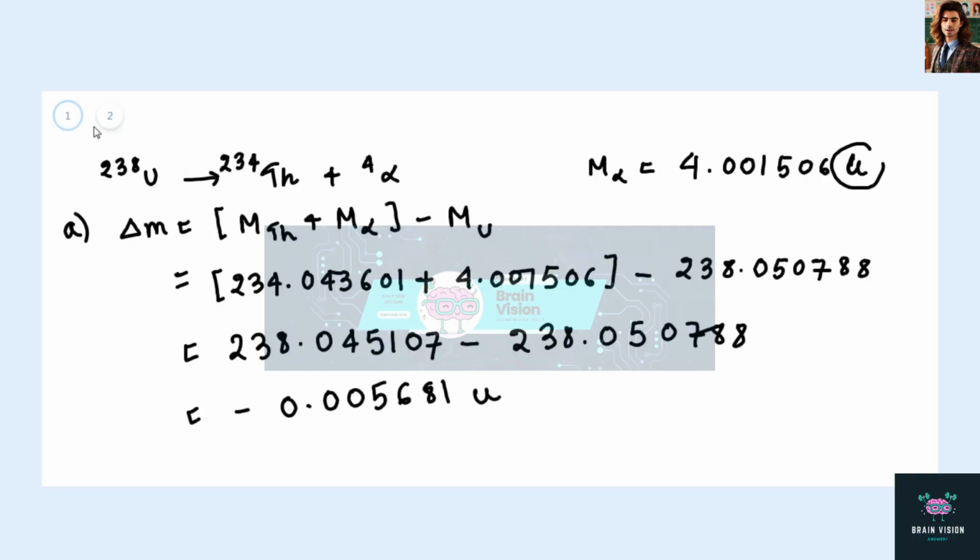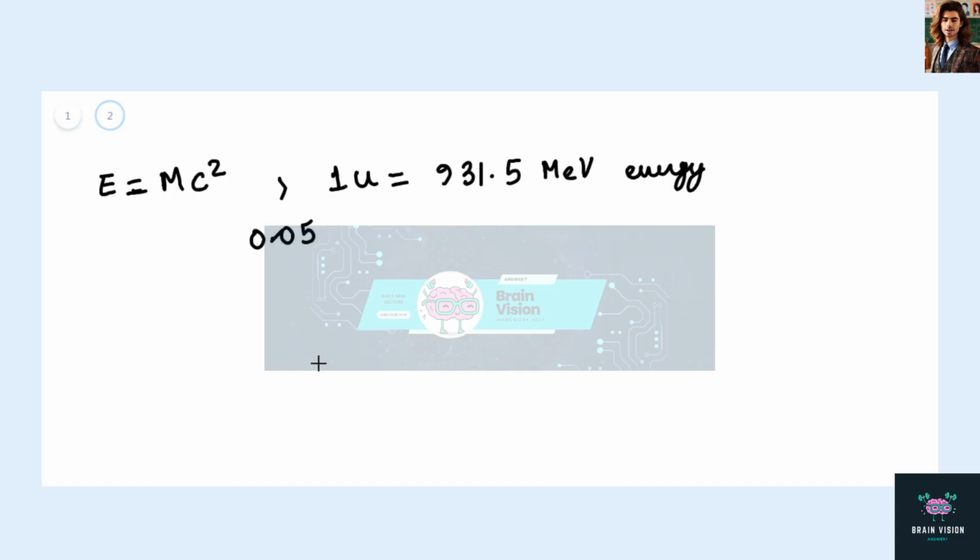So 0.00561 of U is equivalent to how much energy? You need to multiply this with 931.5. That gives you 5.2918.